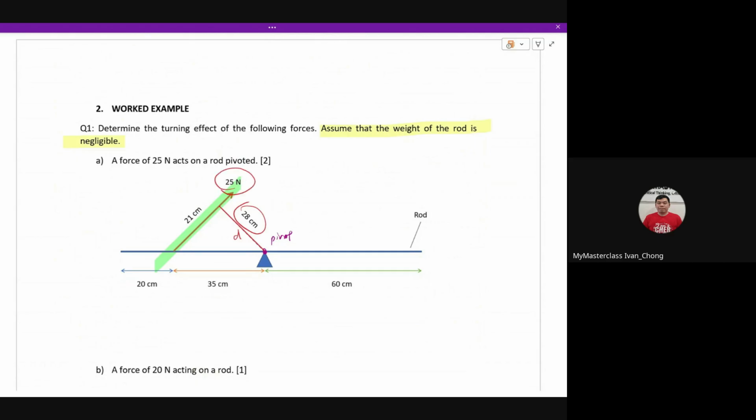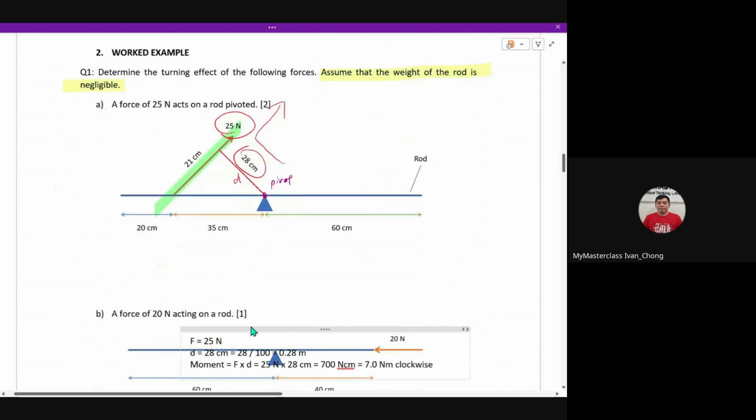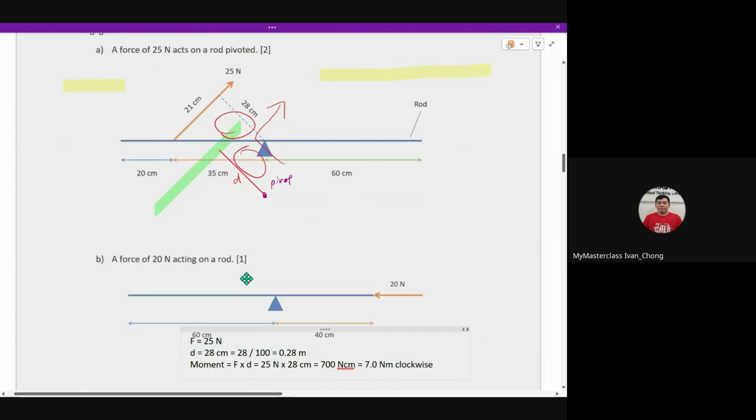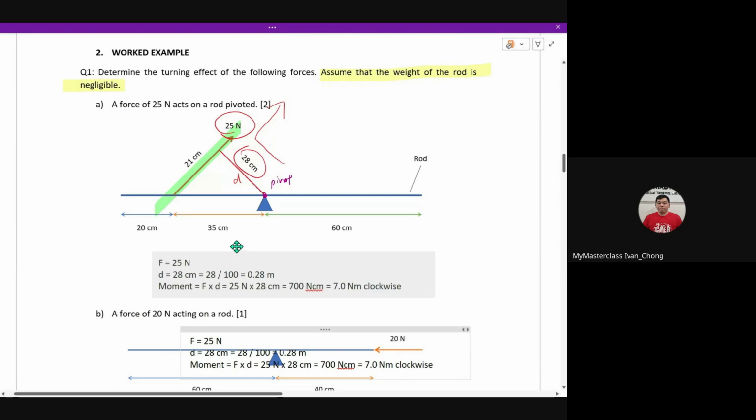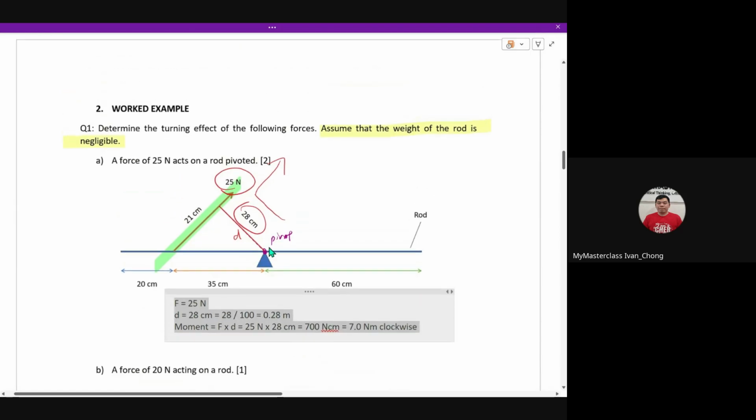Your force is over here. So you can see up, right? So this is a clockwise movement. So how do we solve this? Just now, if you notice the one below, we actually can. Now, to avoid any mistakes, what you can do is, first thing, identify, okay, my force is 25 newtons. Then you can use 28 cm if you want, but if you are playing safe, 0.28 meters.